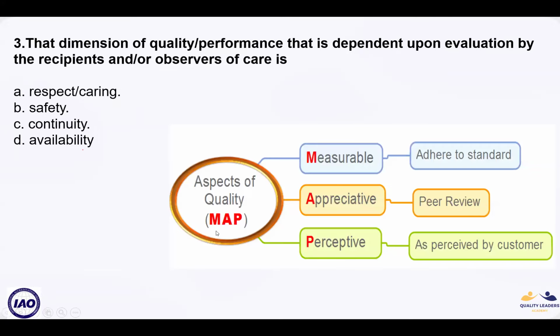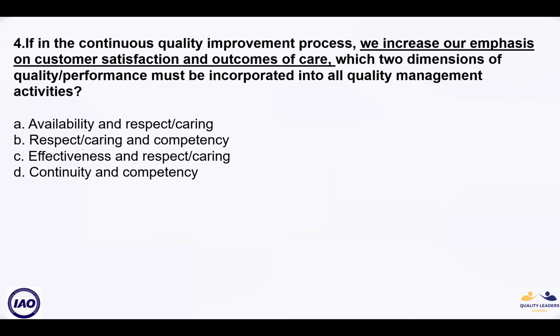Now, coming to the next question. So here, if in the continuous quality improvement process, we increase our emphasis on customer satisfaction and outcomes of care, which two dimensions of quality or performance must be incorporated into all quality management activities?